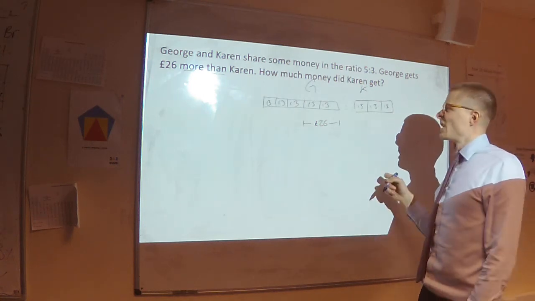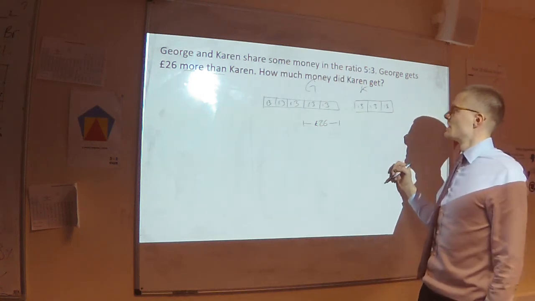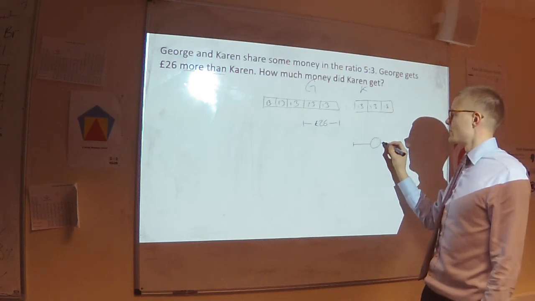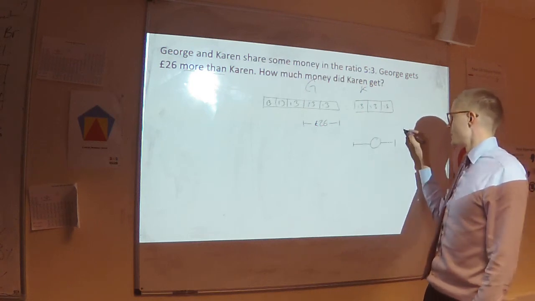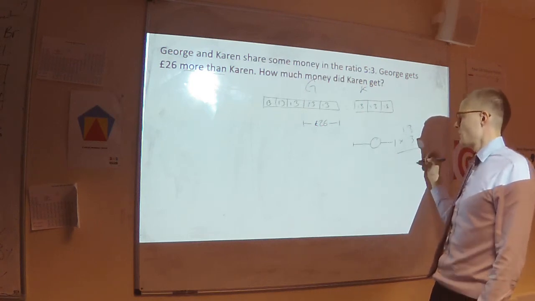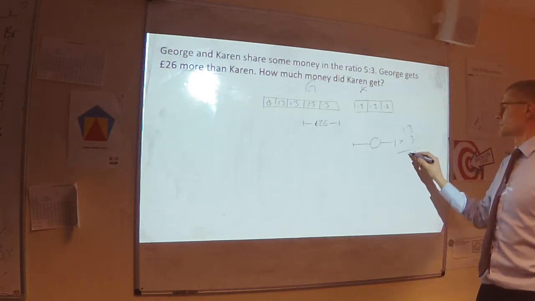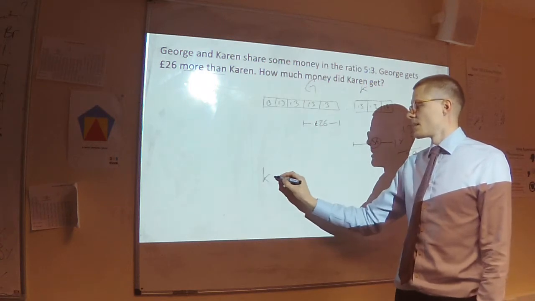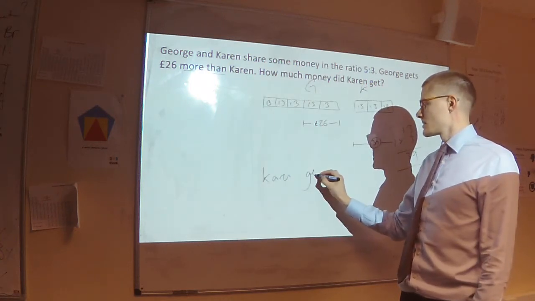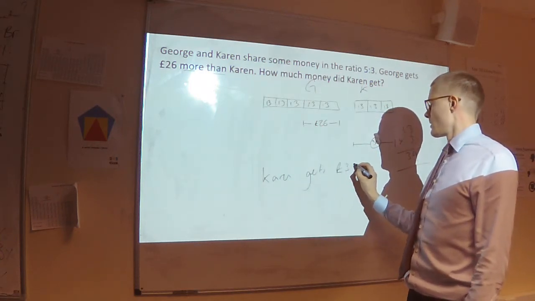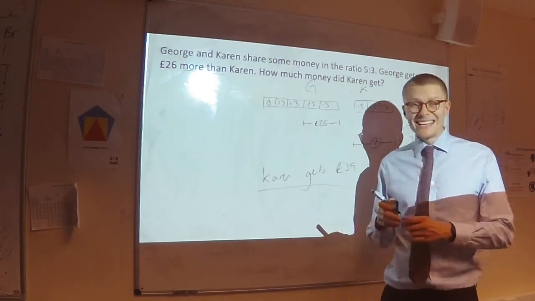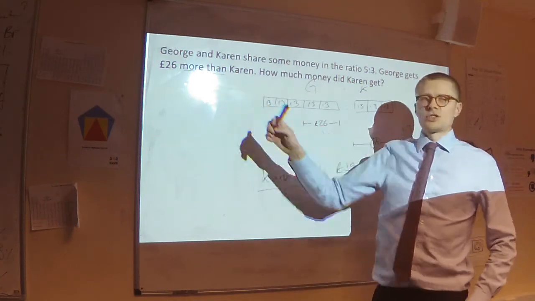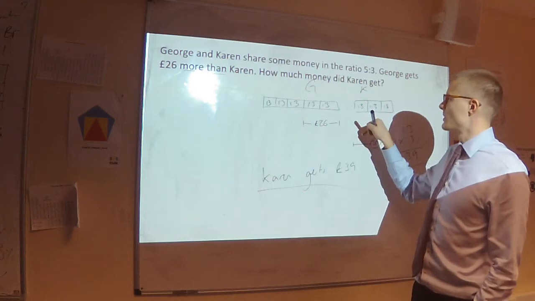Once I've got to that point, I can finish off the question. How much money did Karen get? This is the piece of information I'm trying to find. So I need to do 13 times 3. 3 times 3 is 9, 3 times 1 is 3, 39. So lastly, I can just say Karen gets £39. Easy.